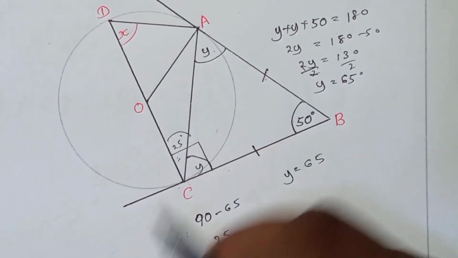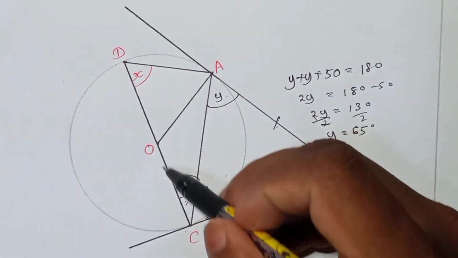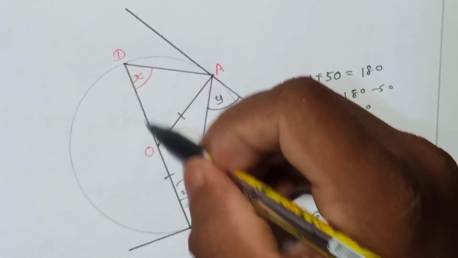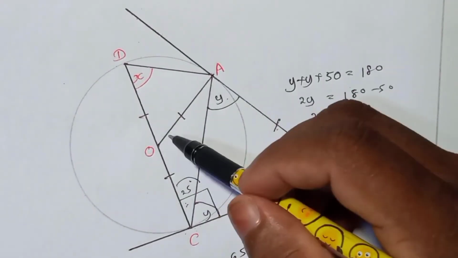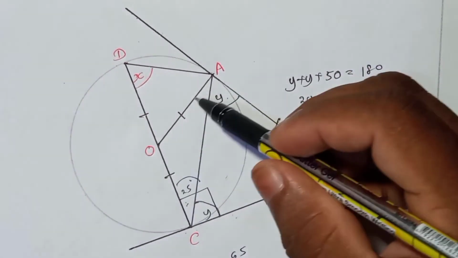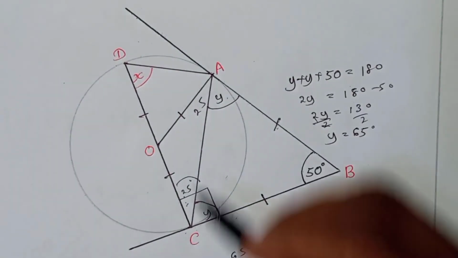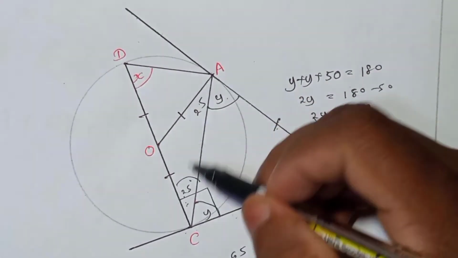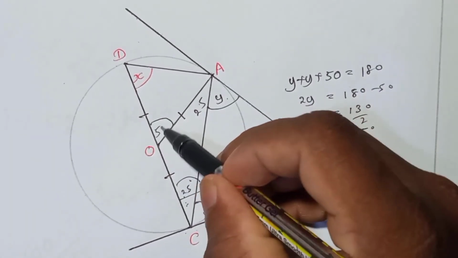Now you need to know OC, OA and OD are equal to each other, because these are radii of the same circle. So again this is an isosceles triangle. Then if this is 25, this is also 25. If these two are 25, that means these two equal this one, so here should be 50.